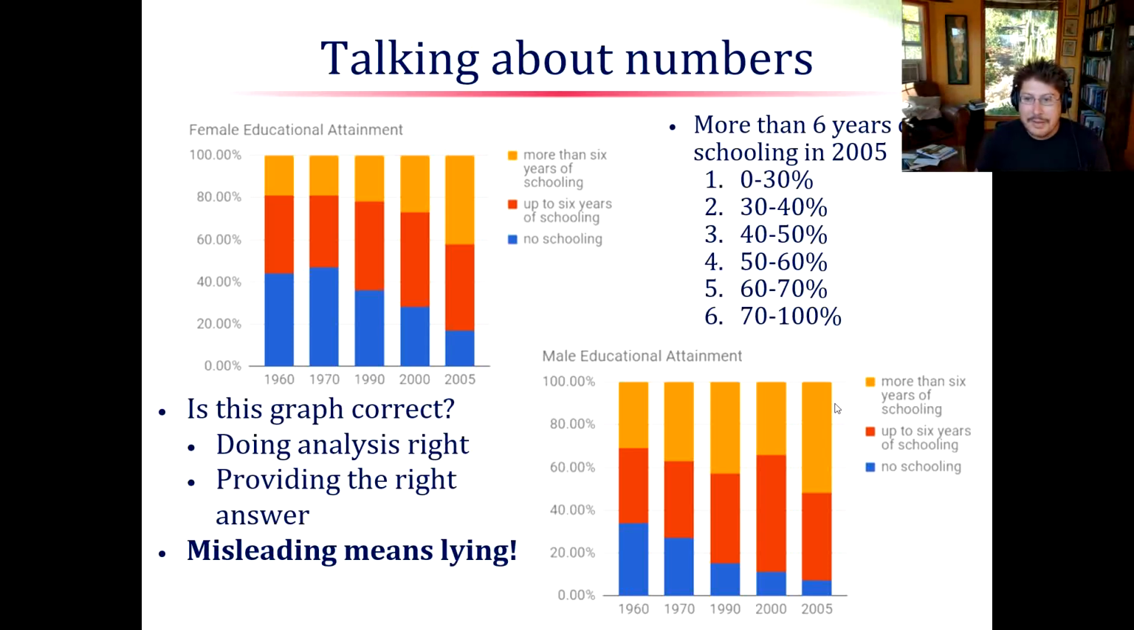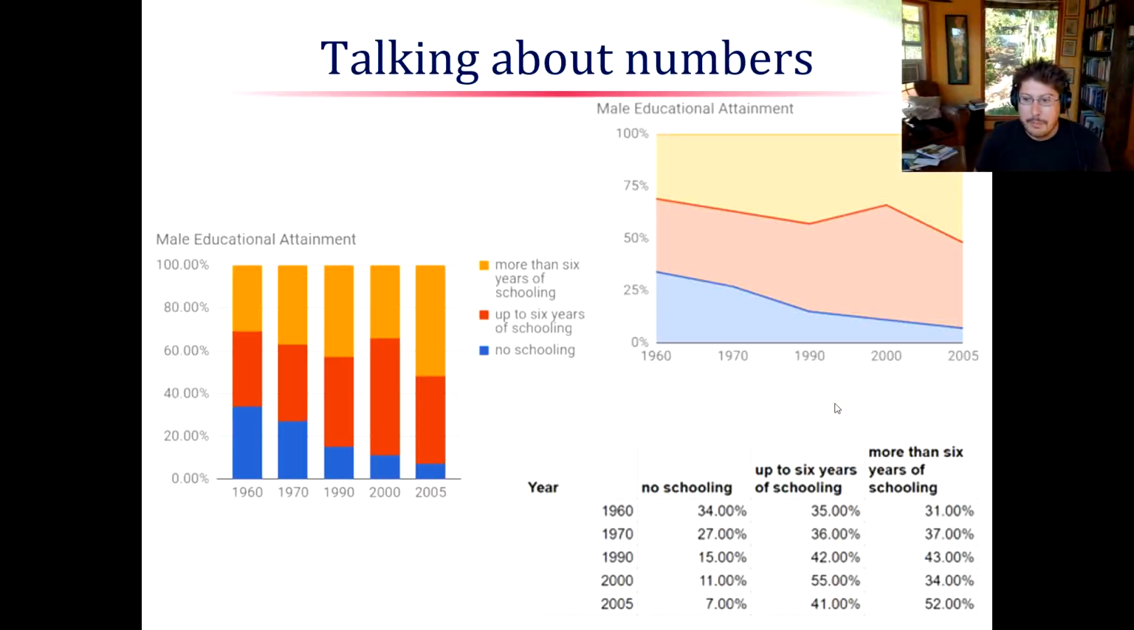That you've misled them, even if it's unintentional, you've caused them to make a decision based on bad information. So even though your plot's not wrong, it's still wrong. So what can you do about this? Well, one thing you can do is make different plots.